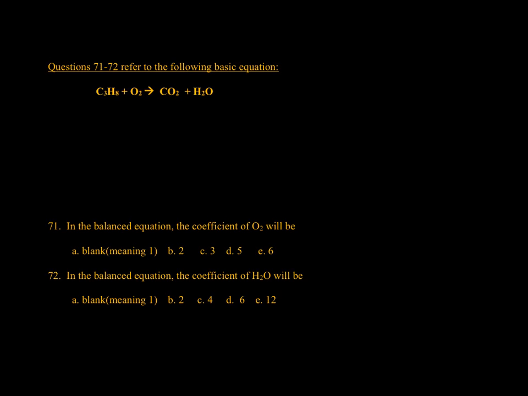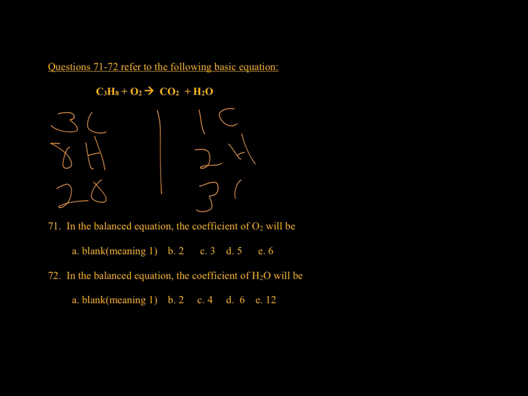Okay, we're going to balance an equation here. We've got 3 carbon, 8 hydrogen, 2 oxygen, and we have 1 carbon, 2 hydrogen, and 3 oxygen on this side. So I'm just going to go ahead and balance the equation. You wouldn't put anything in front of the first substance. You would put a 5 in front of the oxygen. You'd put a 3 in front of the CO2, and you'd put a 4 in front of the H2O.